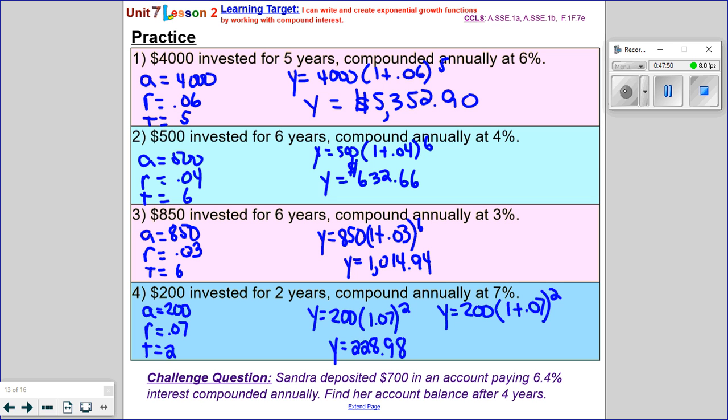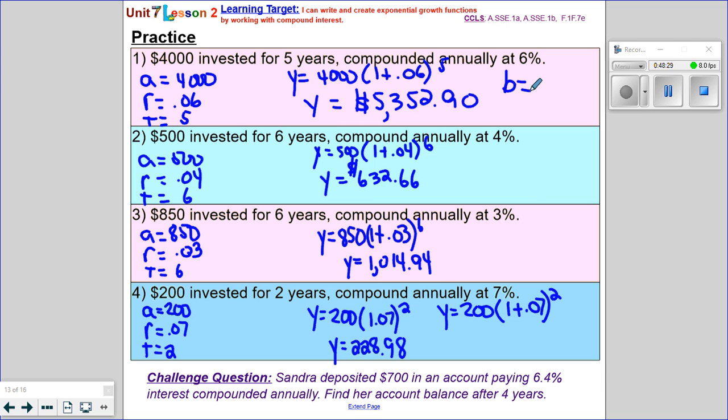We have 400, we have 4,000, and substitute in for A, 1 plus 0.06. Check your answers. To the fifth power, you get 5,352.90. And Y, the second one, Y equals 500 times 1 plus 0.04 to the sixth power. Y equals 632.66. Number 3, 1,014.94. Number 4, $228.98.